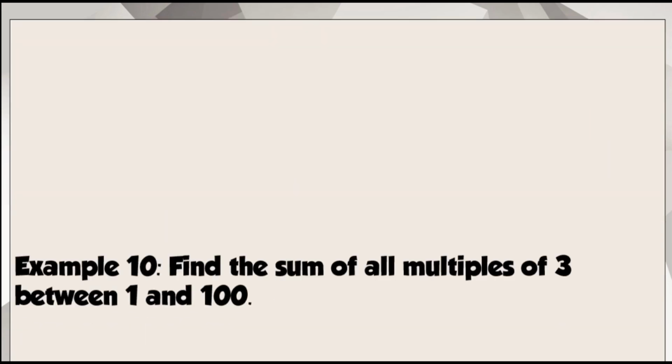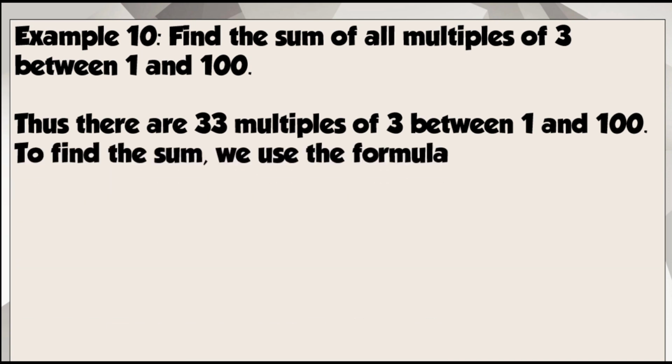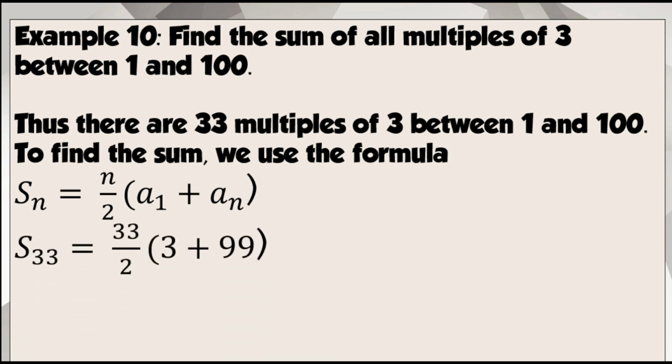To continue our solution, we can say that there are 33 multiples of 3 between 1 and 100. Since we already found the number of terms, we are now ready to find the sum. We can use either of the two formulas because the difference is given and the last term is also given. For our solution, we're going to use the first formula, where s sub n equals n over 2 times the quantity of a sub 1 plus a sub n. Substituting, n is 33, a sub 1 is 3, and the last term is 99. Solving this, 33 over 2 times 102 gives us 1,683.